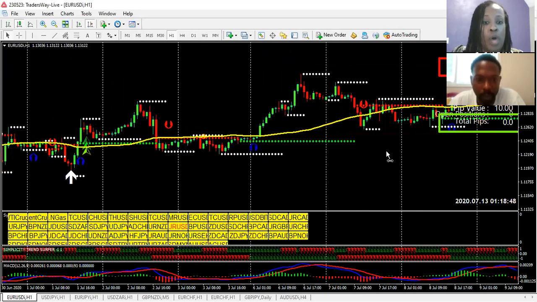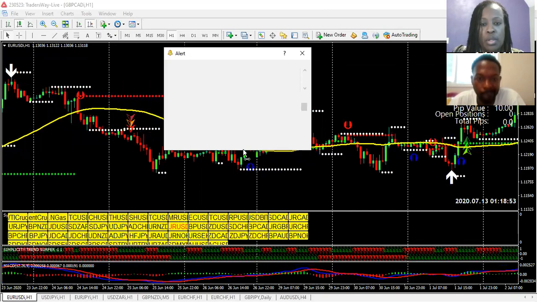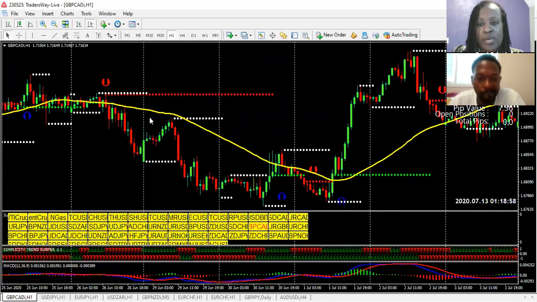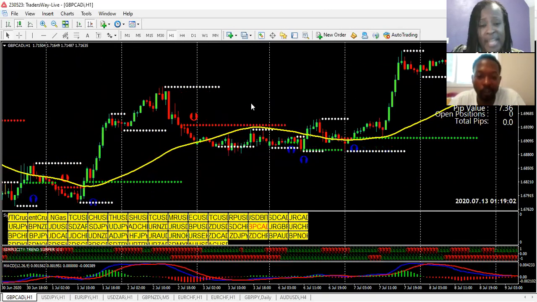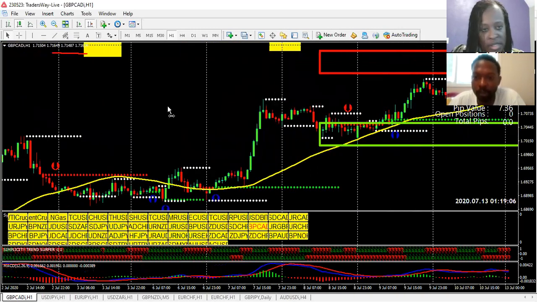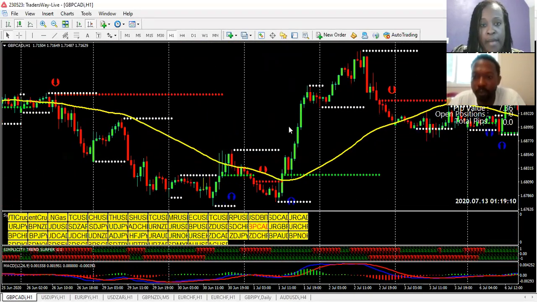So I'm going to move back. We're going to do a different pair because I've been on this one. I've been on Euro USD and Aussie USD. I like those pairs, though. But it doesn't matter what pair it is. It's the same rules. We don't deviate from the rules.